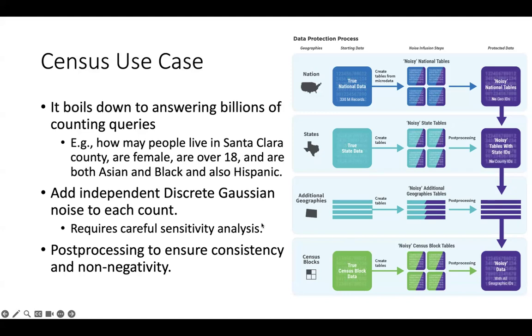And this data was used for many things, including redistricting for the US Congress.